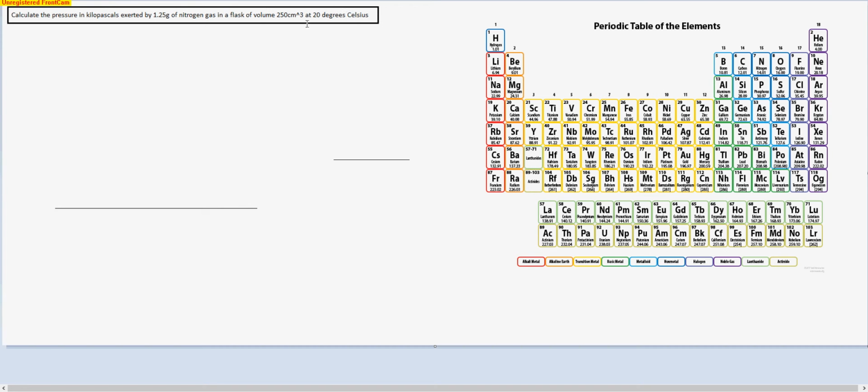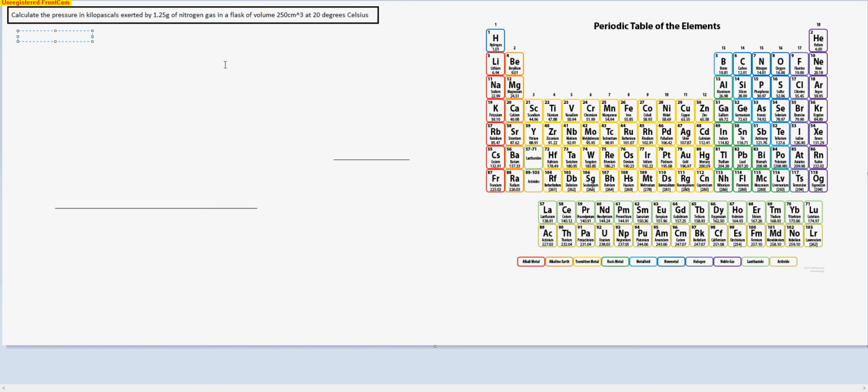So when you see pressure, volume, mass, and temperature all together, most likely you're going to be using the ideal or perfect gas equation in order to find your answer. The perfect gas equation is PV equals nRT. So pressure times volume equals amount of moles times R, which is the ideal gas constant, times the temperature that they give you.